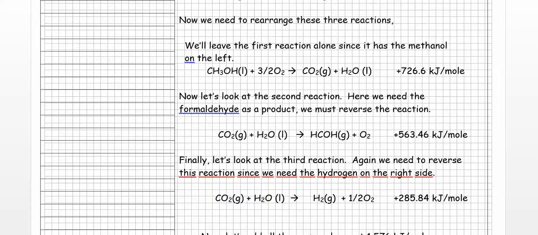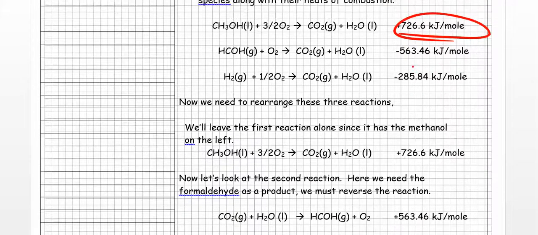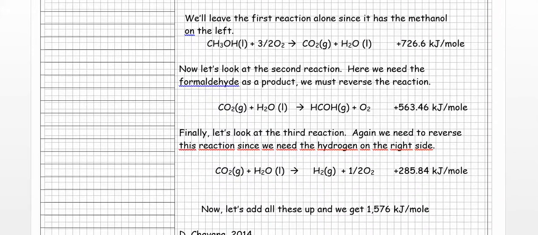Now let's look at the second reaction. Here we're going to need the formaldehyde as a product. We must reverse the reaction. So we had the H2COH on the left-hand side of our combustion reaction. We need it on the right-hand side, right? So when we reverse it, we also have to reverse the sign. So it was originally a negative 563.46, but when we flip it to get the formaldehyde, the H2COH, on the right-hand side, it becomes positive 563.46 kilojoules per mole.